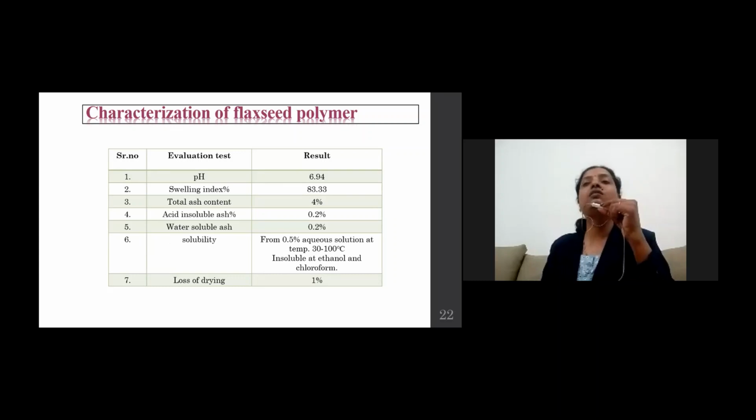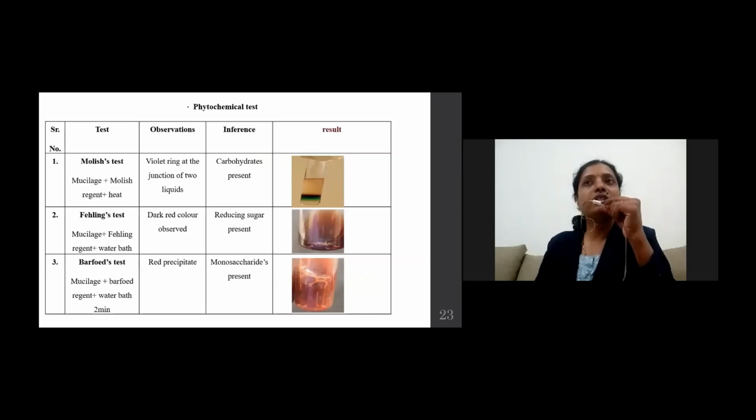As I have used ethanol as a solvent to extract the mucilage, it indicates that it is highly insoluble in ethanol or other organic solvents. LOD is about 1%. It shows a positive test for carbohydrates, reducing sugars or monosaccharides, and mucilage. The proteins and amino acids were found to be absent.